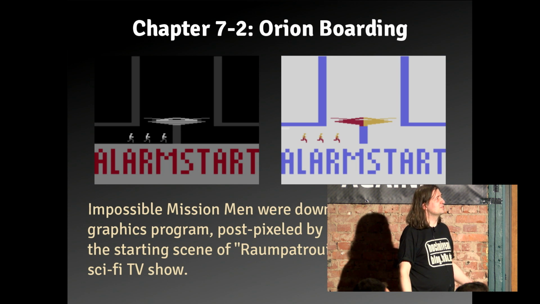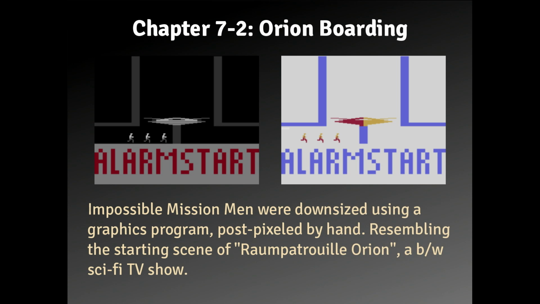Then, the part I was also a bit proud of: boarding Orion. I really liked the idea, since Raumpatrouille Orion was one of my favorite TV shows ever. I had the idea, okay, I've got the Impossible Mission men, but something that they wouldn't expect, that they aren't really from Impossible Mission. Since they are black and white, let's use them for Raumpatrouille. This would be cool. Also the alarm start, that's a term that was really used in the original series. And then they are boarding in there and flying up. I thought it was a nice thing to do.